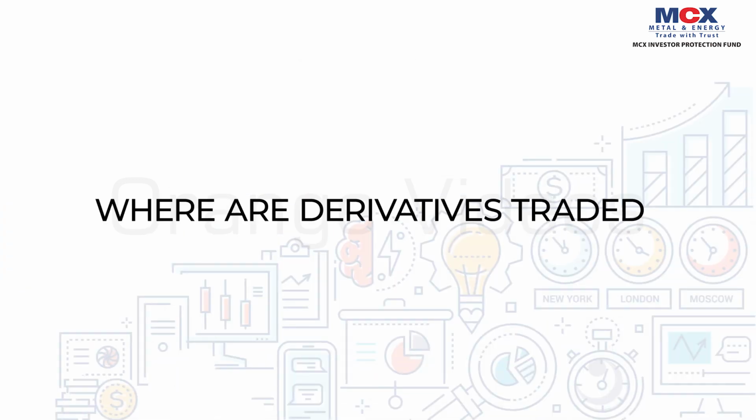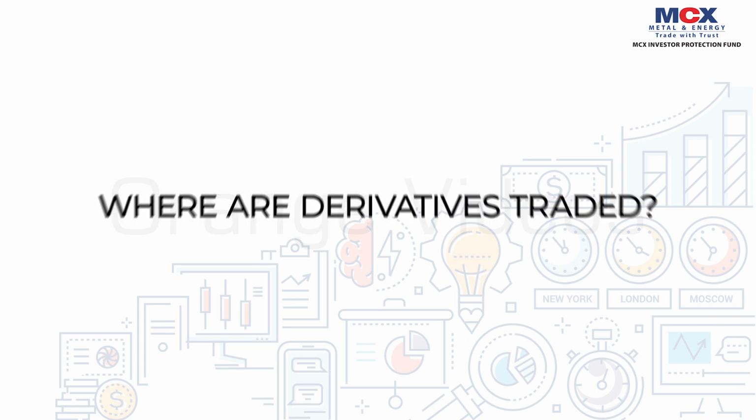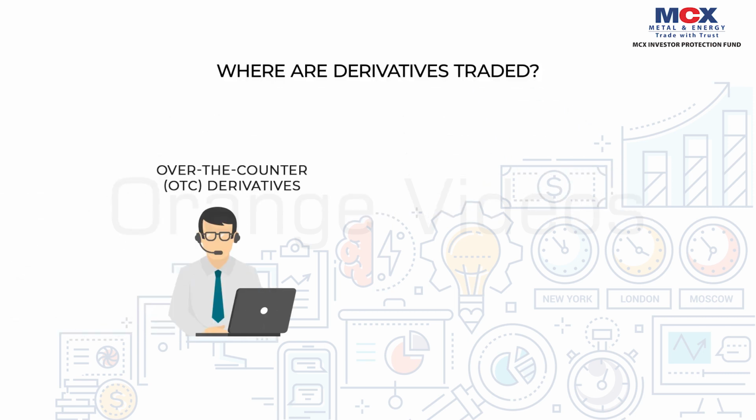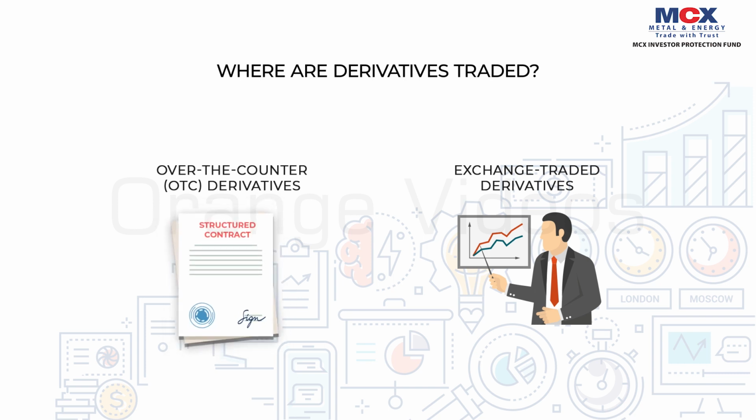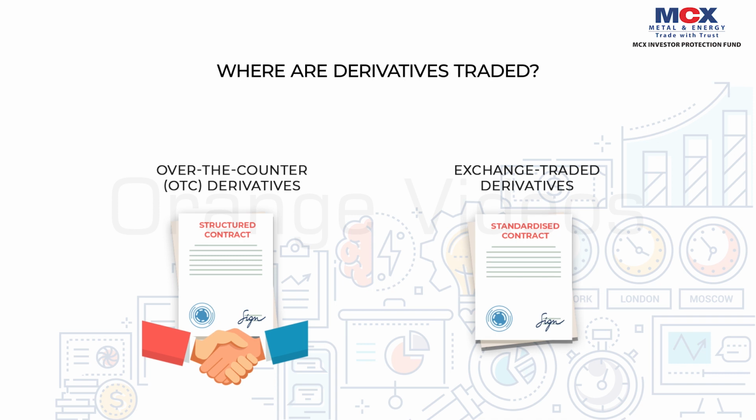Where are derivatives traded? Derivative contracts can be distinguished by the way they are traded. There are two major types of commodity derivatives based on their market mechanics: over-the-counter derivatives and exchange-traded derivatives. Over-the-counter, OTC, derivatives are structured contracts negotiated between two parties outside an exchange. These are customized contracts. Exchange-traded derivatives are standardized contracts traded on an exchange platform, such as MCX. These contracts are vetted by the regulator.